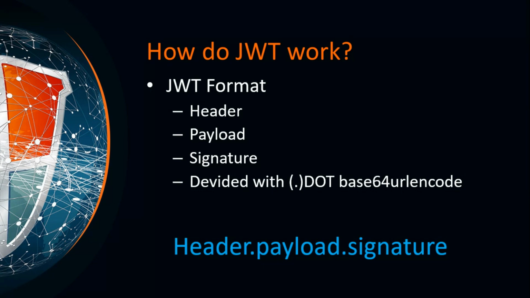Now let's understand how JWT works. Before we understand the working, we need to understand the JWT format. The JWT format is very simple. JWT's data is divided into three parts. First is header, second is payload, and third is signature. This entire string is separated by a dot and encoded in Base64 URL encoding. So as you can see in the blue text, header.payload.signature, the entire string is separated by the dot operator and encoded with Base64 URL.